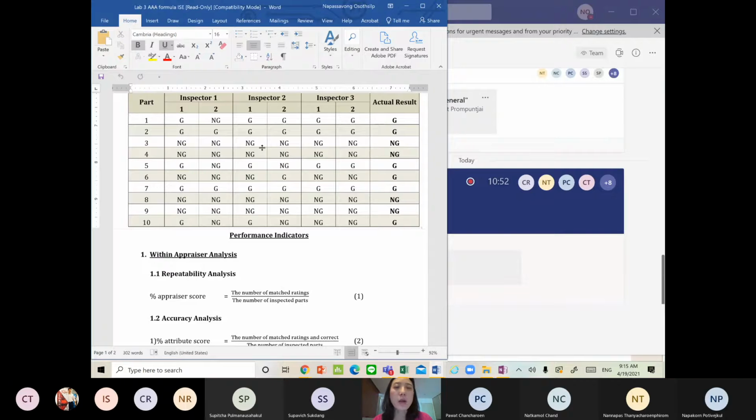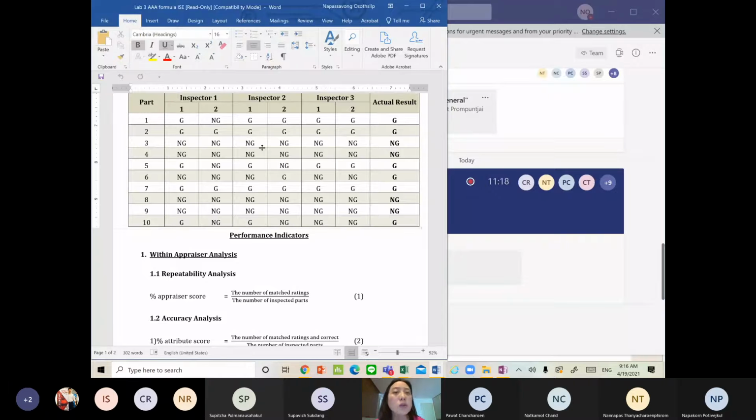And in this class, we will talk about what we call attribute agreement analysis. It's an analysis to appraise the accuracy of the inspection results and also the precision of the inspection results. So now I will talk about two main performance indicators.